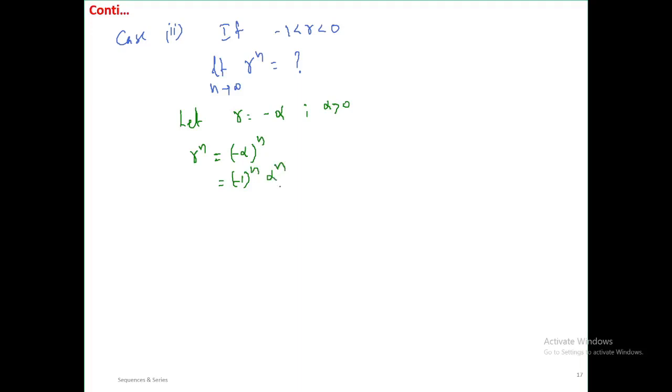Okay. Now let us apply the limit. So limit n tends to infinity. Observe the terms carefully, what I am doing. Limit n tends to infinity of r power n, which is minus 1 whole to the power of n into alpha power n. Now, what is alpha here? Alpha is positive. It's very fine. So once alpha is positive, minus alpha is negative, because r is always negative. But what are the r limits? R limits are minus 1 to 0. Then what will be the alpha limits? Can you guess? Alpha limits.